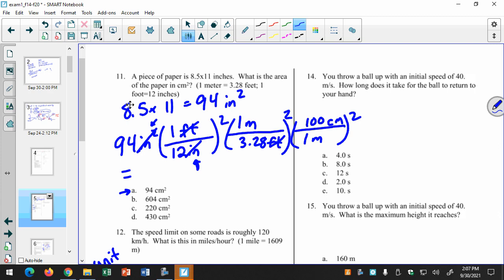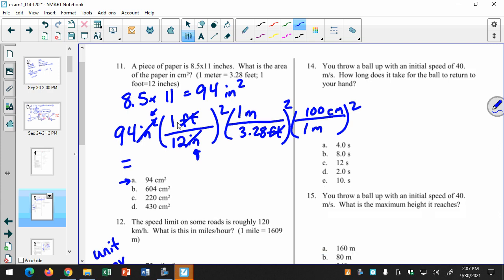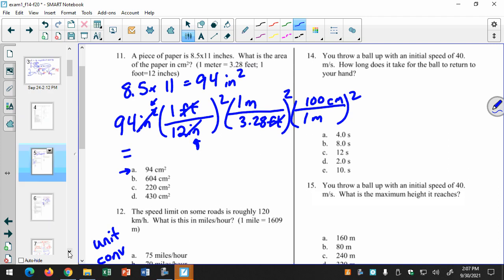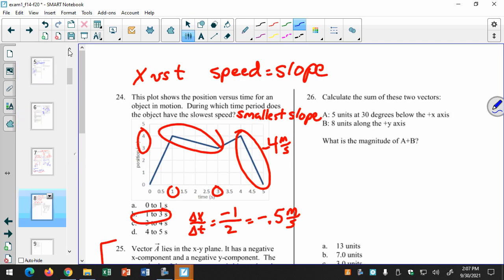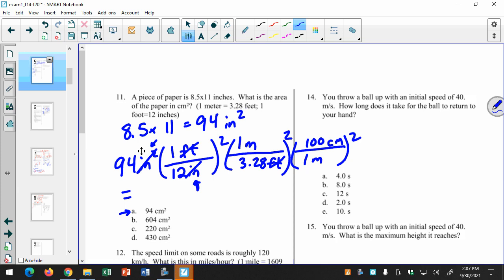Let's say 1249. I don't know what the answer is. Let's see. It's probably 600. I don't know. What is the answer for that one? Number 11. Is it B? I think it's B. All right. Is that right? I think that is right. I'm going to go and write 604.